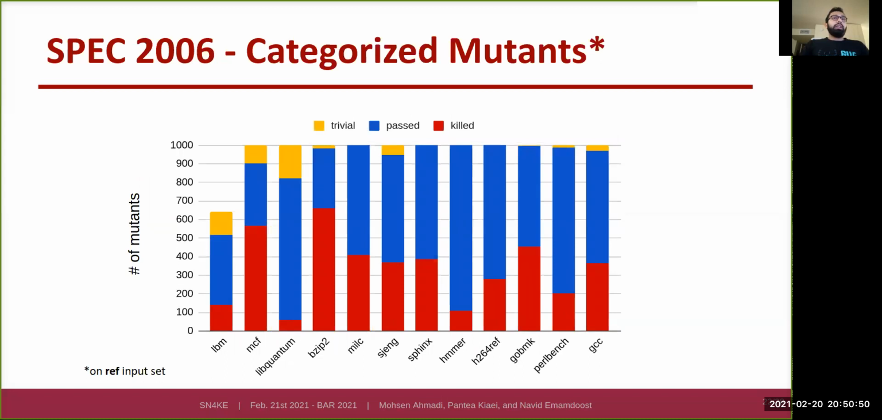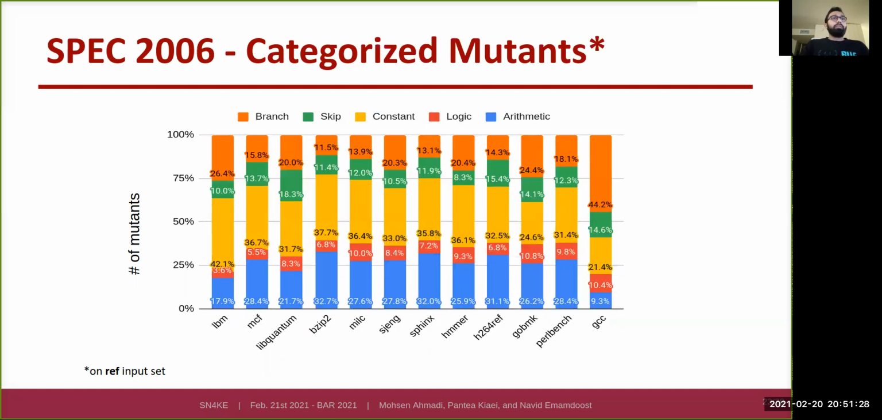And then we categorize mutants based on the killed, passed, and trivial ones. As you can see, BZIP2 killed most of the generated mutants. And for libquantum, we have the most trivial mutants, out of the 1,000 mutants we generated. And as we mentioned, for the LBM we have 641 mutants generated using Disassem. All of these tests are for the ref input set.